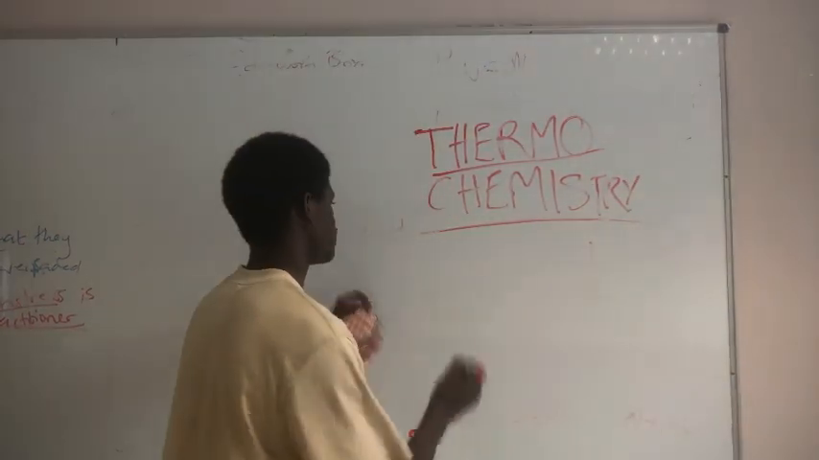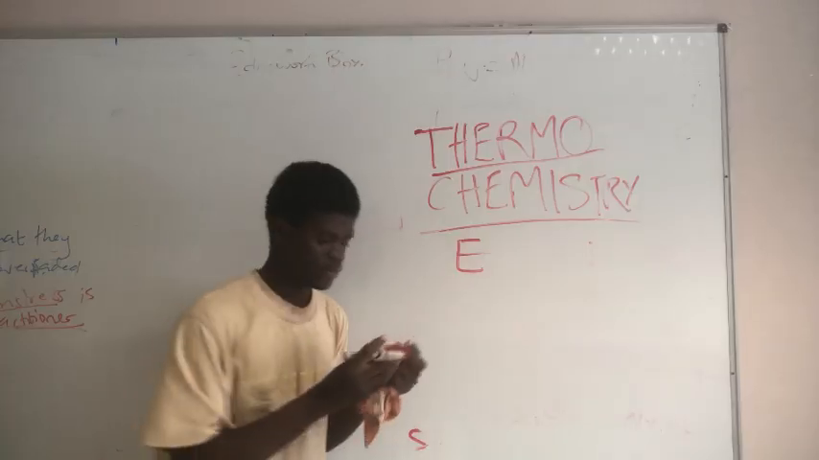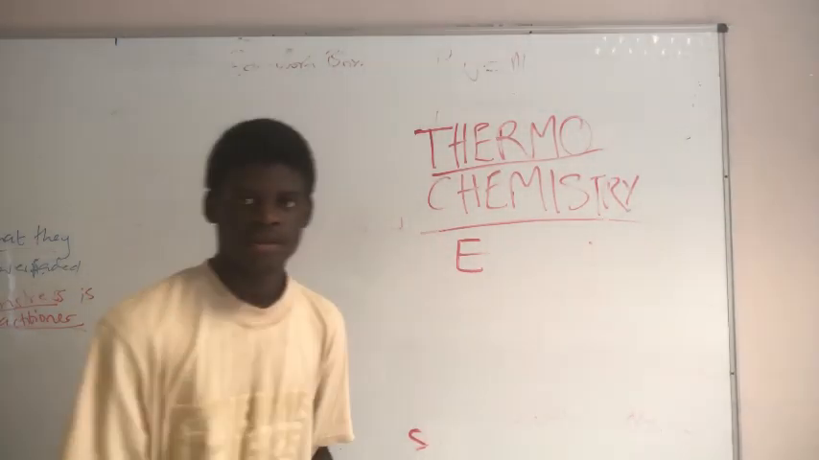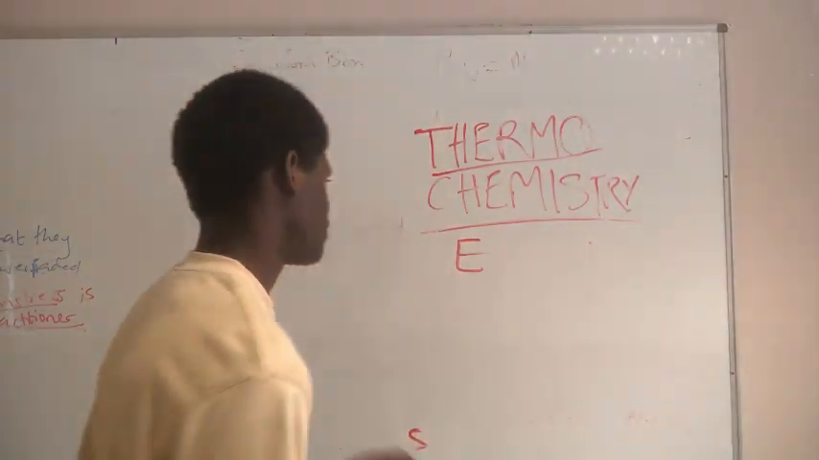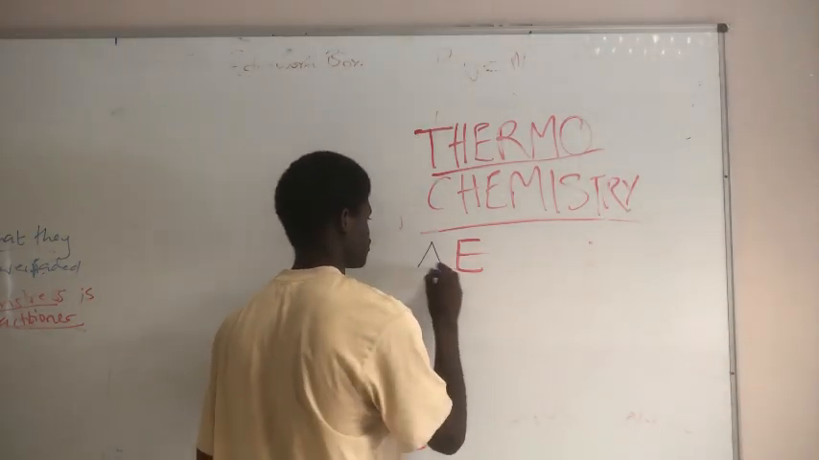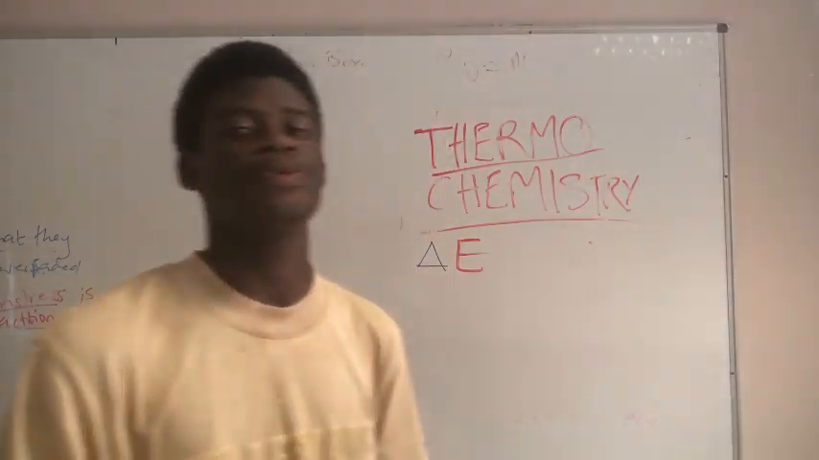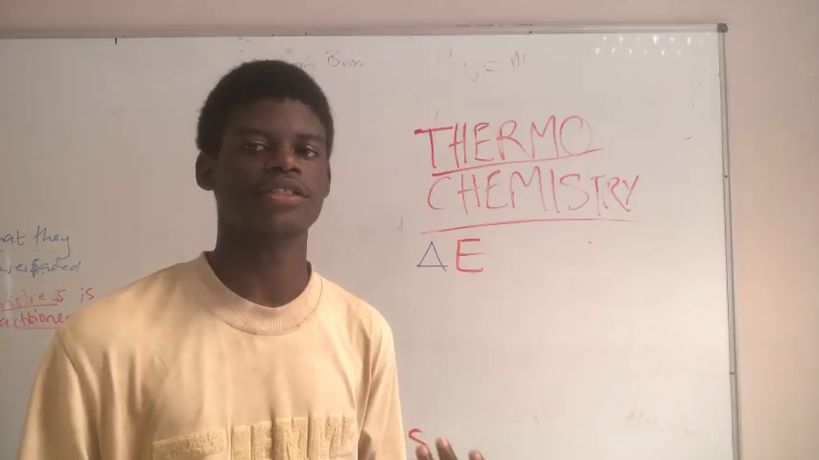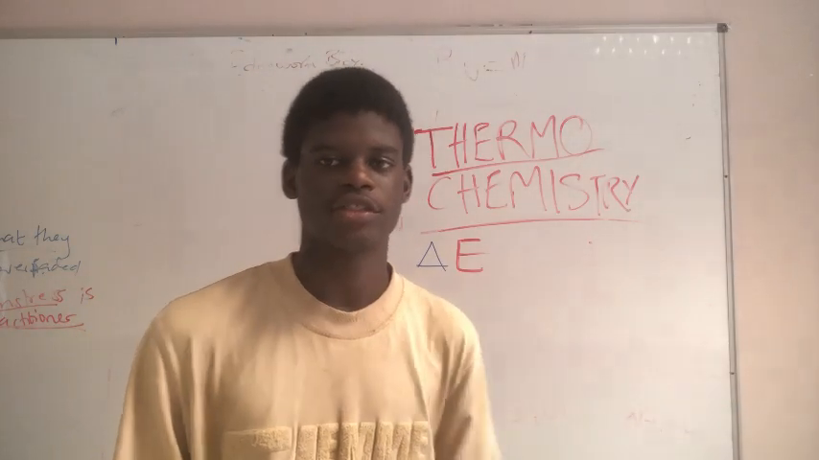Internal energy is represented by delta E. Change in internal energy is represented by delta E. So internal energy is present in a substance, and internal energy is the sum of the potential energy and kinetic energy.